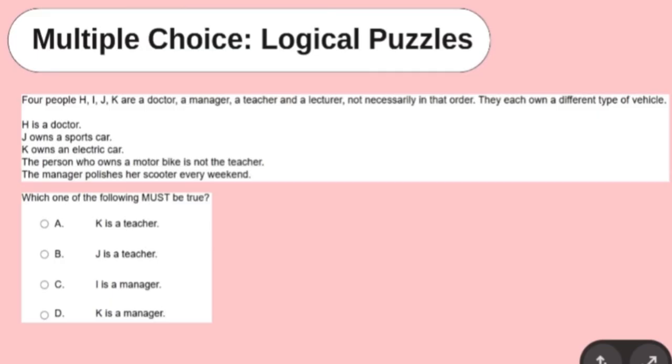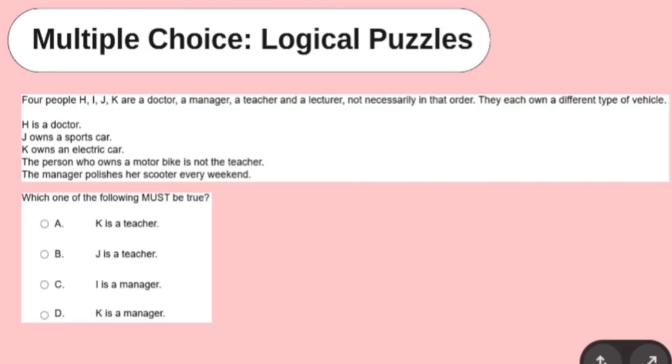And we haven't really learned much about I, so that kind of helps us in a sense. We don't know who owns the motorbike. It's either H or I that owns the motorbike. And that's already giving us enough information, because we know the manager has a scooter, and J and K already have a vehicle which is not a scooter, and H has a job which is a doctor. So I has to be the manager, and I has to have the scooter as well because she's got that manager position.